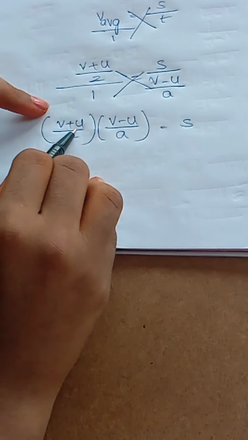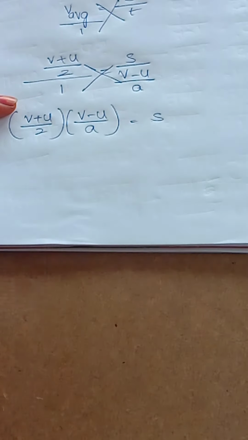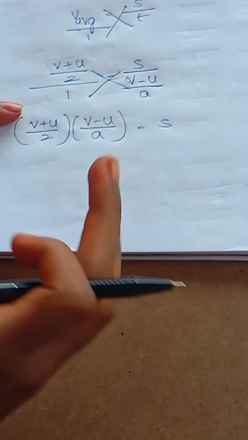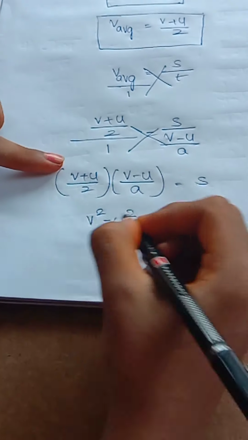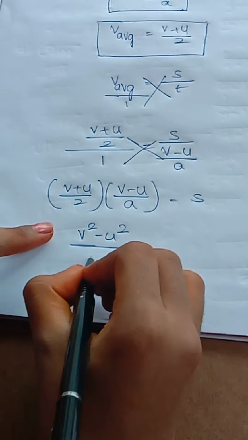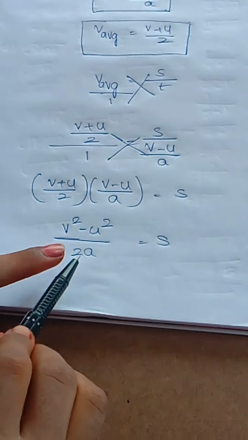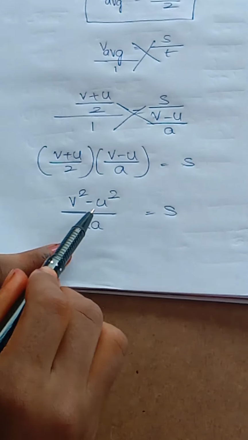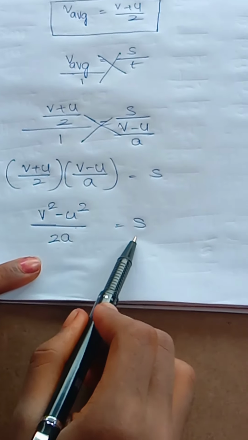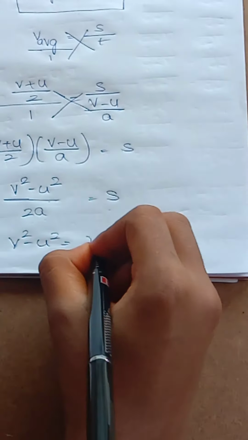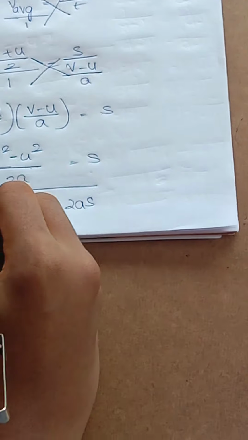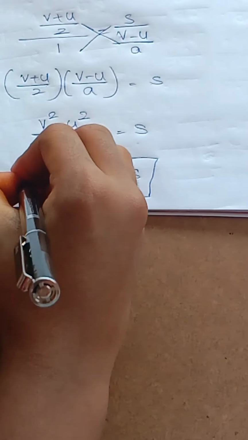v plus u times v minus u is like a plus b times a minus b, which is a square minus b square. So v plus u times v minus u can be written as v square minus u square, over 2a, is equal to s. When 2a is dividing on the left side, it goes to the right hand side and multiplies. So v square minus u square is equal to 2as. This is the third equation of motion.